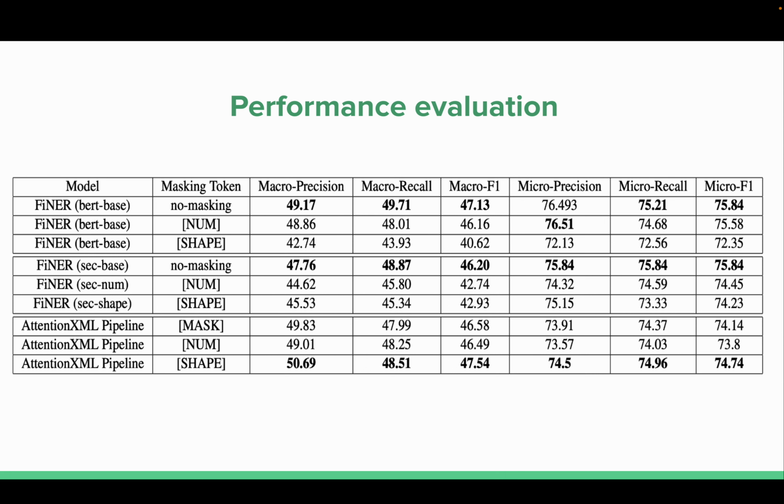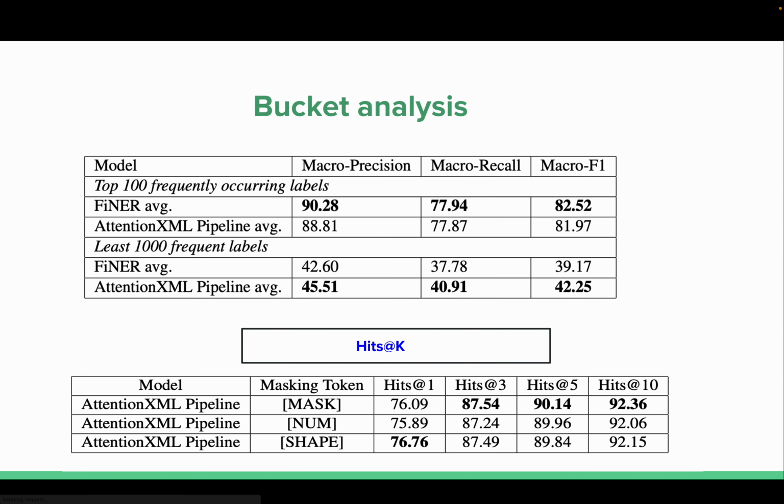So we got a better macro F1 compared to FINER, but that improvement was not that much. For the macro F1 score, we got 47.54, where FINER was 46.20. But when we analyzed in depth, we did some bucket analysis. For the top 100 frequently occurring labels, FINER was performing well, but for the least frequent 1000 labels, where you don't have many data points, FINER performance is low. We are getting almost 42.25 macro F1, where FINER is getting only 39.17.